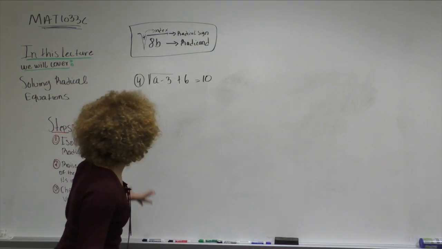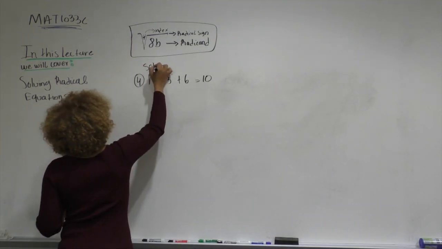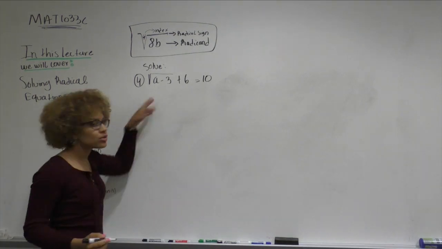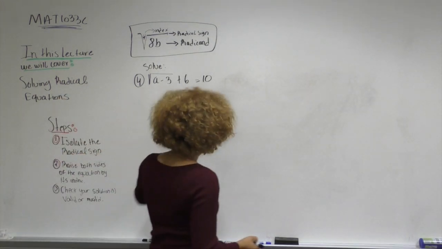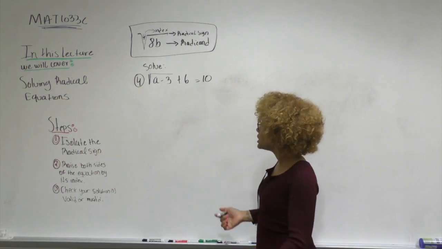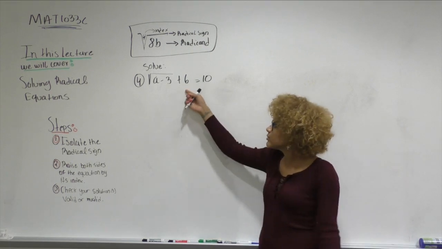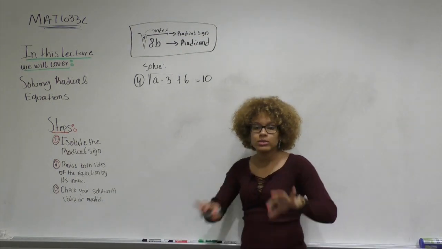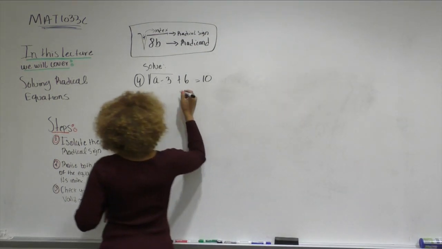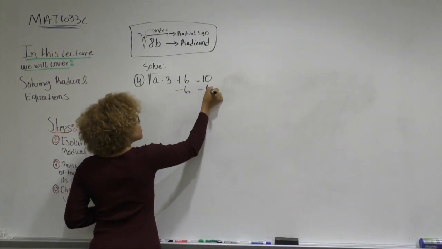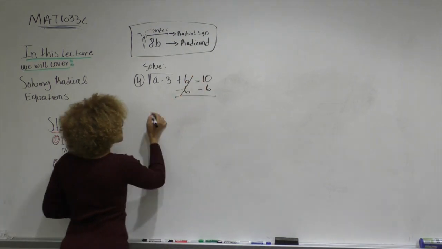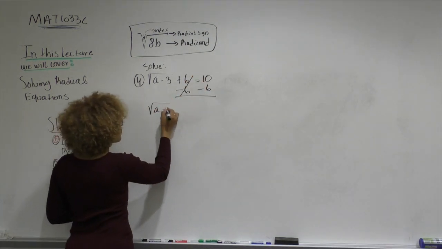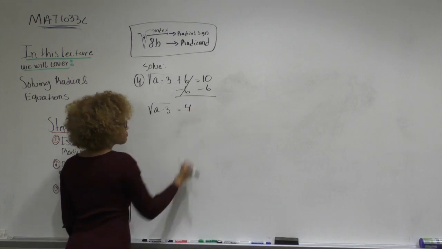For this example, I'm doing the same. I need to solve for my variable a. Now, is my radical isolated? I don't think so. It has this plus 6 over here. I need the radical term to be by itself. So I'm going to go ahead and subtract 6 from both sides. Then I have radical a minus 3 equals 4.